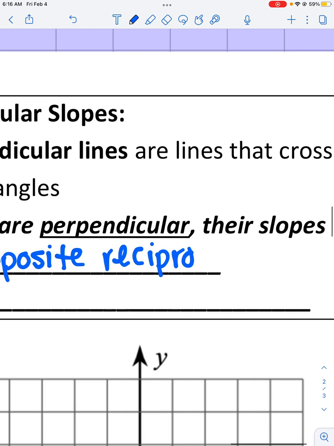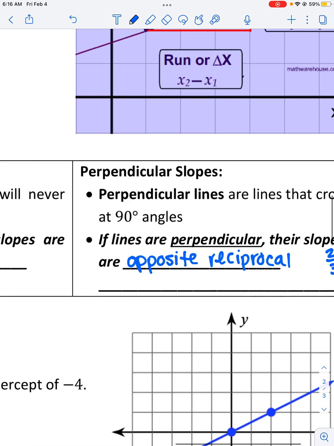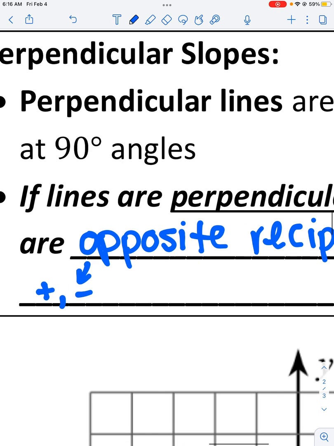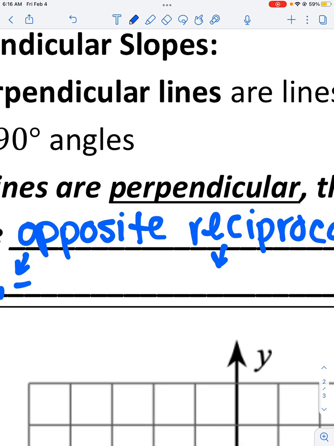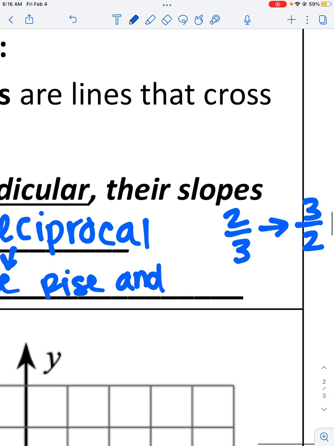So a reciprocal would mean, like 2/3, that reciprocal is 3/2. And so opposite means positive or negative. So one's a positive slope, one's a negative slope. And reciprocal means we reverse. In this case, we think about reversing the rise and run. So you just flip that slope around.